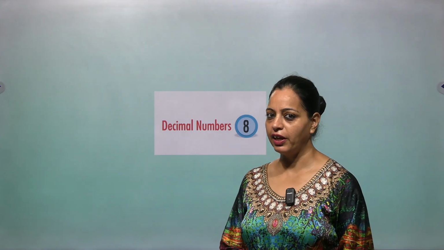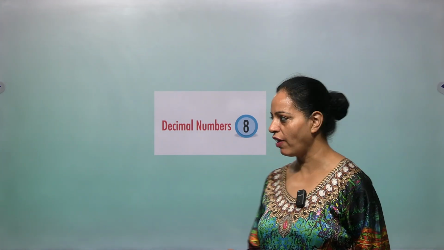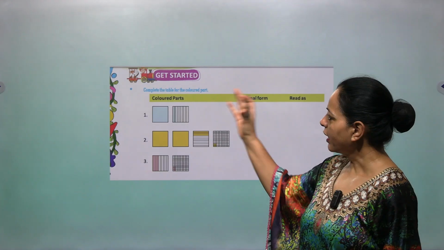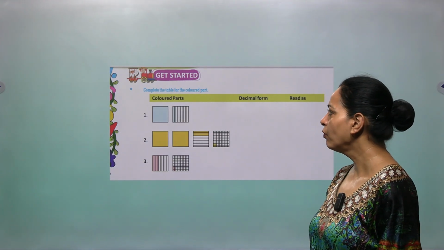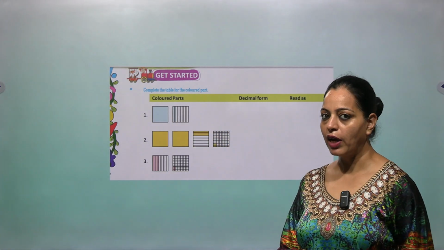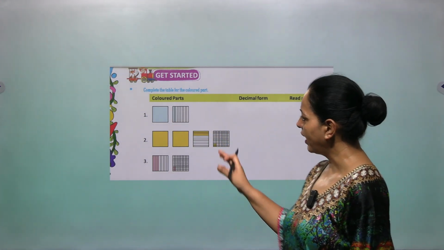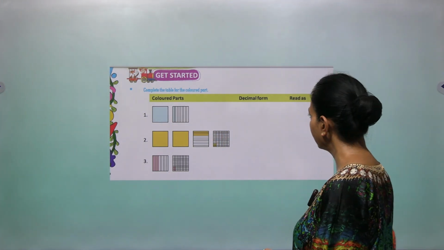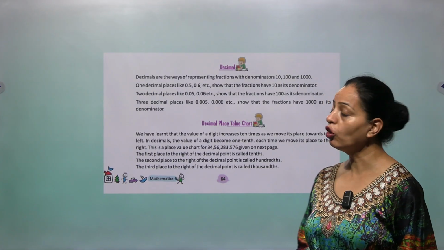We are doing chapter 8, decimal numbers of class 5. So let's start. Complete your table through the color part. So we can do it. You know very well, you have done it in your previous class, like this: first, second and third. So decimal. I am telling you about decimal.